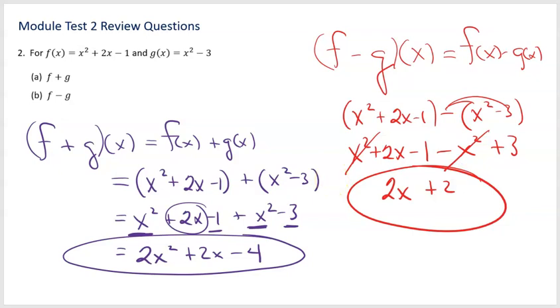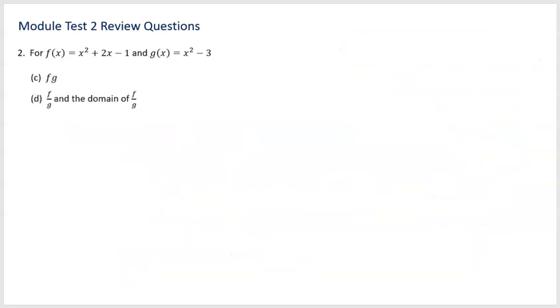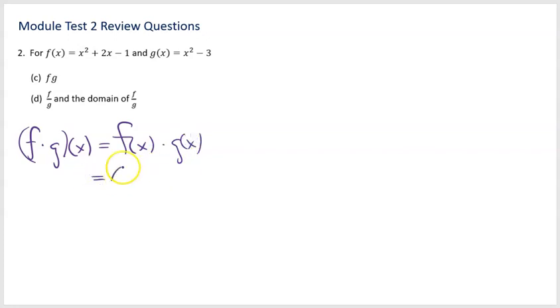If we keep going and work on part C and then D, notice that I'm asking you to find f times g of x. So f times g of x, by definition, is f of x times g of x. Now, parentheses required here also. So x squared plus 2x minus 1 times x squared minus 3. Now, what we'll have to do is distribute. Now, the easiest way, I think, to do this is just to be sure you multiply each one of your terms in the first set of parentheses times each one of your terms in the second.